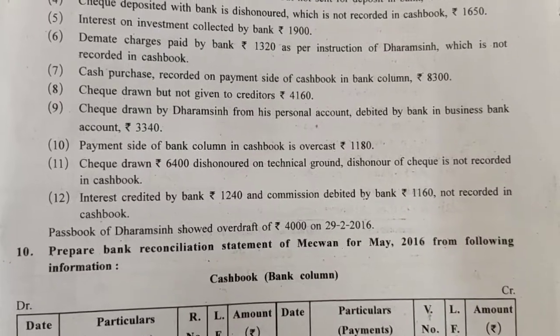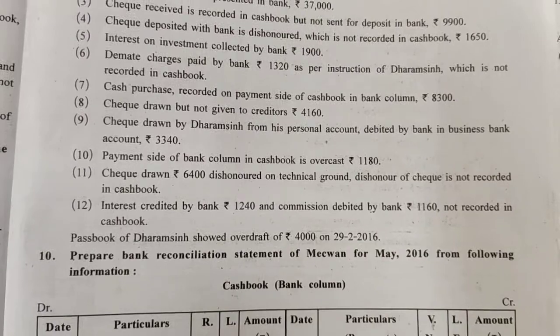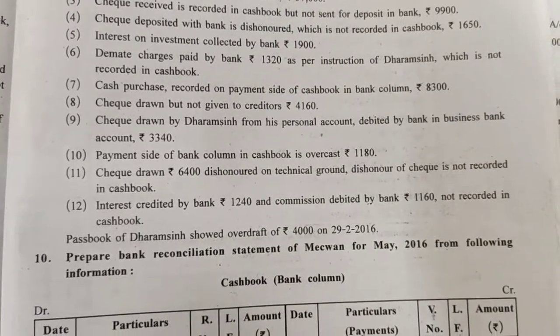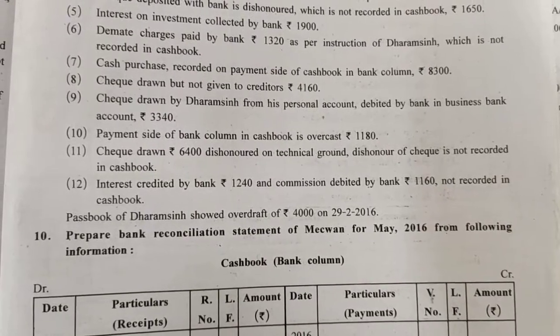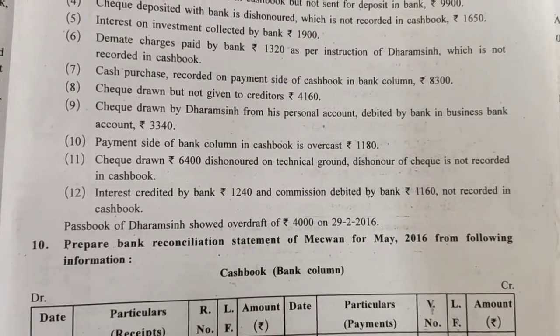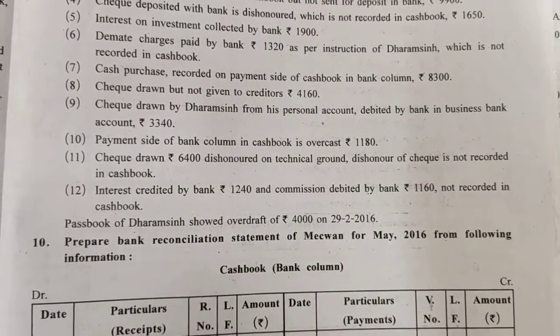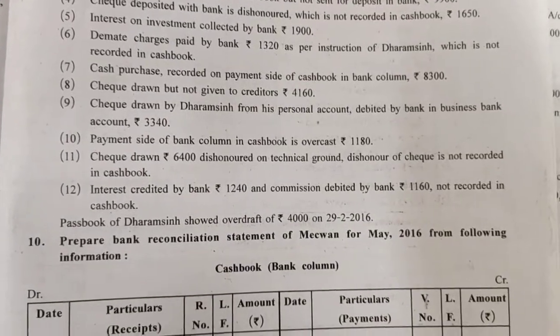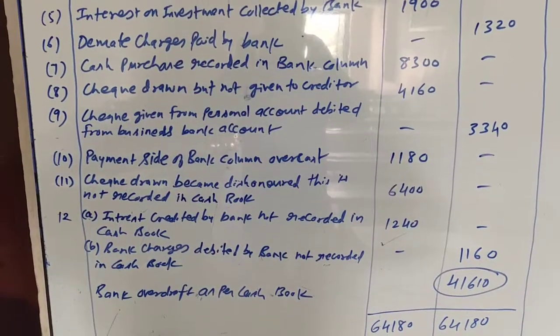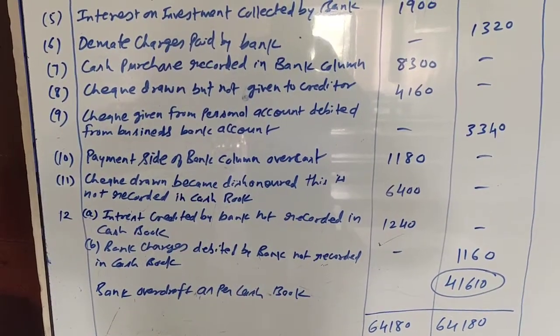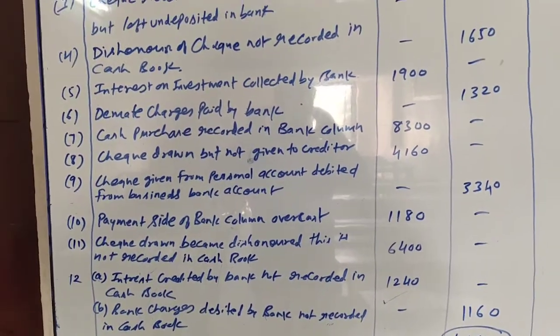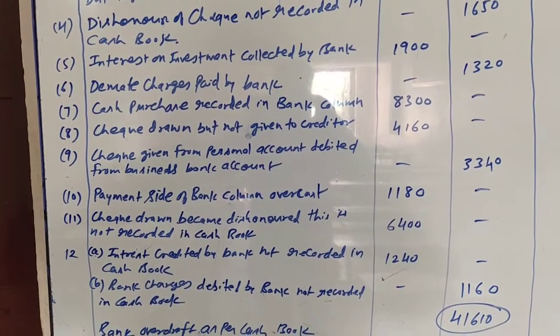Okay. Next, payment side of bank column in cash book is overcast rupees 1180. So friends, here payment side of bank column is overcast. Payment side means credit side. Now as it is overcast, we will give the opposite effect. So we will be writing at the debit side 1180. So here it is. Transaction number 10. Payment side of bank column overcast and debit column 1180.